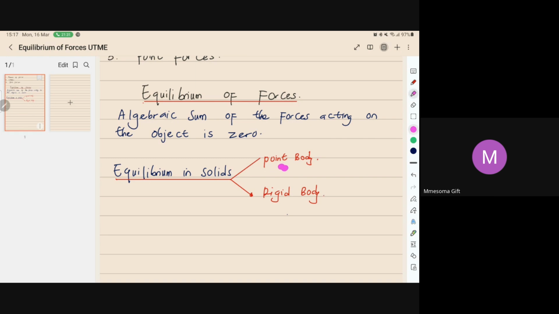For a point body, it's when you have a force acting on a particular object. But a rigid body has to do with when you have something like a length, and you have different forces acting on it. I believe any among us must have seen things like this. All of those things represent your rigid body. You have different forces acting within a particular body along a length. That is where we're going to focus today.